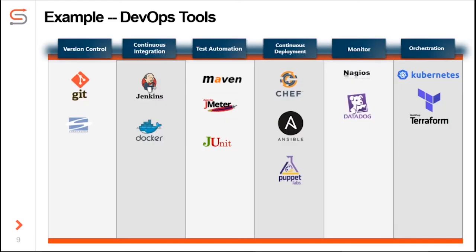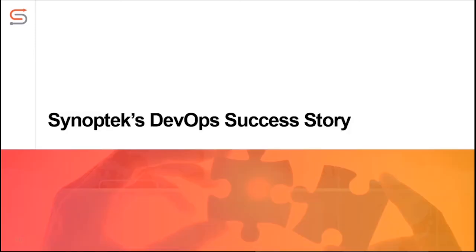Next slide is just an example of some of the different DevOps tools that you can use for the different areas within the DevOps framework, right? So you need version control tools, continuous integration tools, test automation tools, continuous deployment tools, monitoring tools, and orchestration tools. This does not mean that this is an exhaustive list of those examples. These are just some examples, and we will be talking about some of the uses of these during our case study.